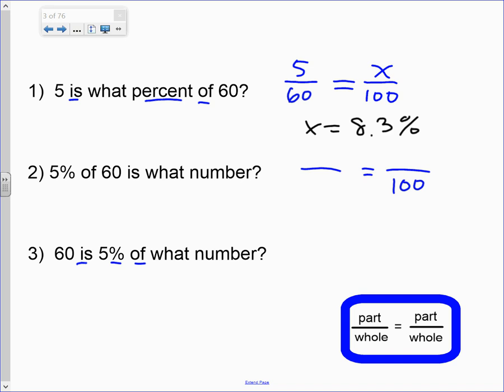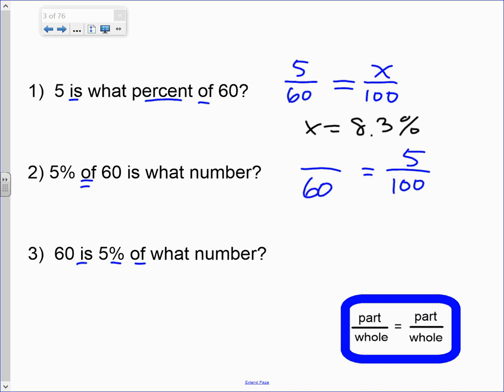What is the part out of 100 in number 2? 5. What's the part, what's the whole? Hold on, let's go one at a time. Rocha, what's the whole? Whenever you see the word of, whatever comes after the word of in English is the whole. So I'll put the 60 here.